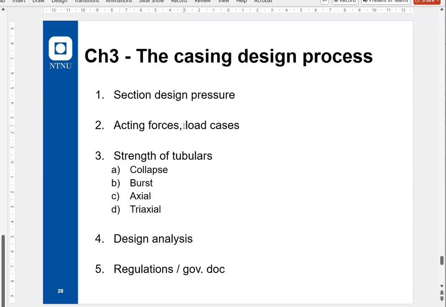Collapse loads, that would be external pressure. Burst, that's internal pressure. Axial loads, those are the sigma z, or decomposition of the weight, or temperature stresses. Listed here, triaxial means a combination of the ones above. For simplicity, we isolate the calculations of the ones above, and then in real life, that's not how it works. Of course, it is a combination of all these things.